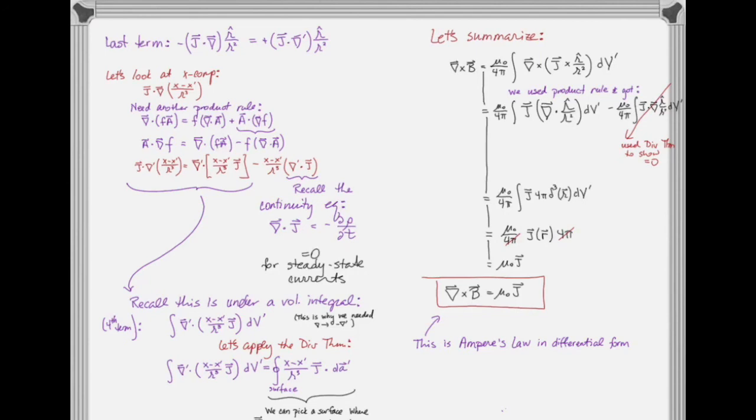So del cross B equals mu 0 times J, and the divergence of B, del dot B, is 0. And this one, like I said, the curl, is Ampere's law in differential form. In the next video or session, we will work out the integral form of Ampere's law, which is, like Gauss's law, the more useful in terms of helping you solve problems. You want the integral form. So, Ampere's law next time.